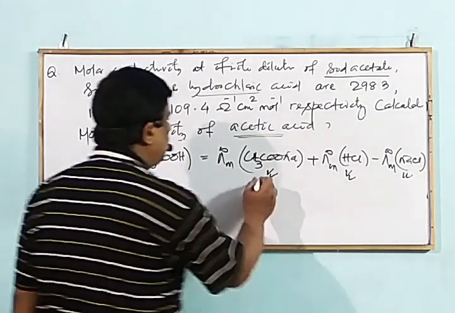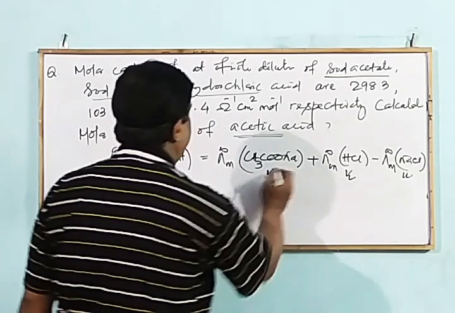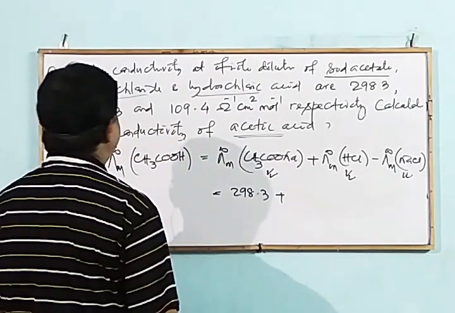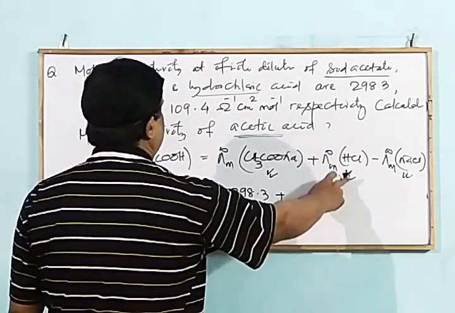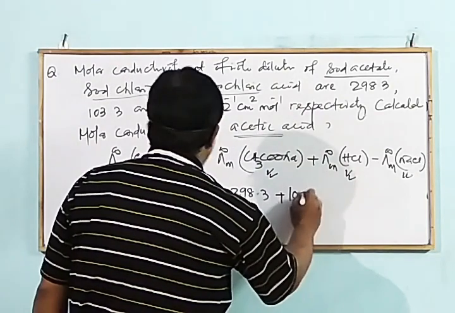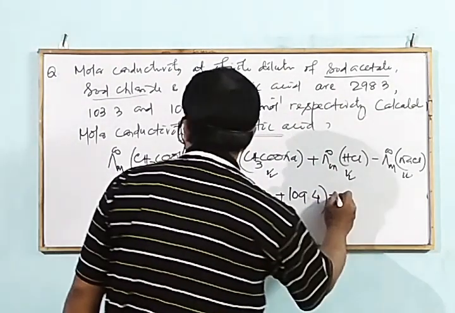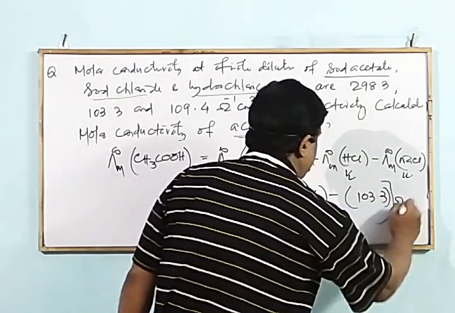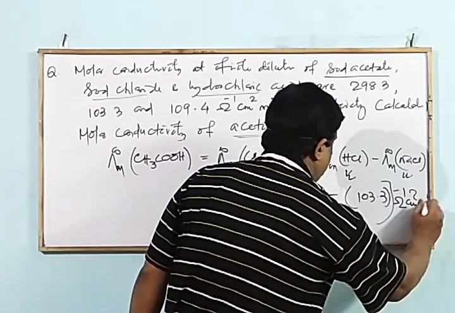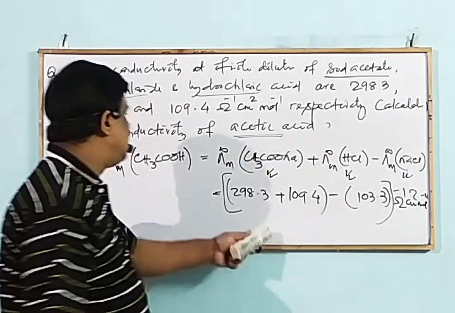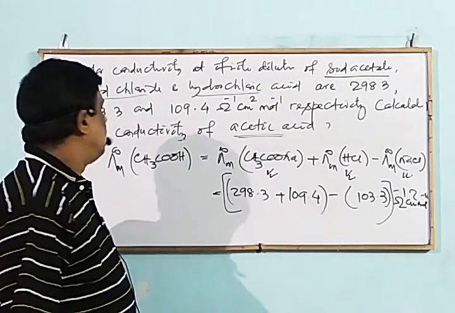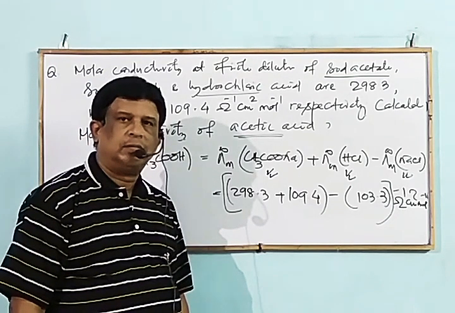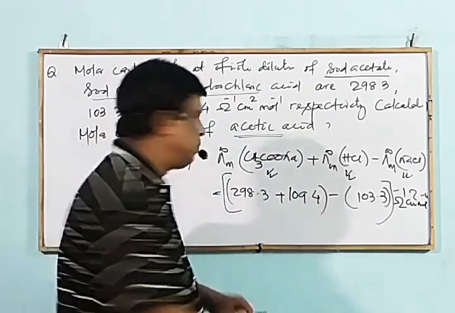Sodium acetate value is given, hydrogen chloride value is given, and sodium chloride value is given. So put in these values: sodium acetate 298.3 plus hydrogen chloride 109.4 minus 103.3 ohm inverse cm square mole inverse. The result is the molar conductivity at infinite dilution of acetic acid. So we go to another type of problem.